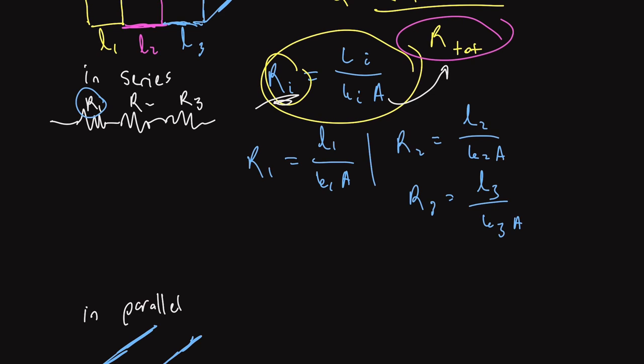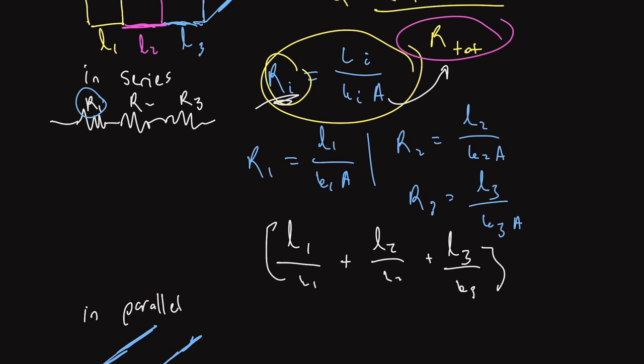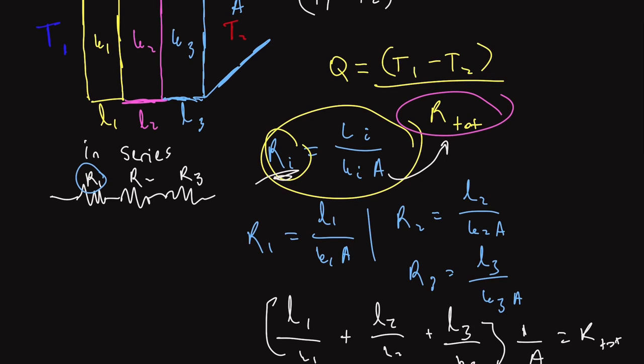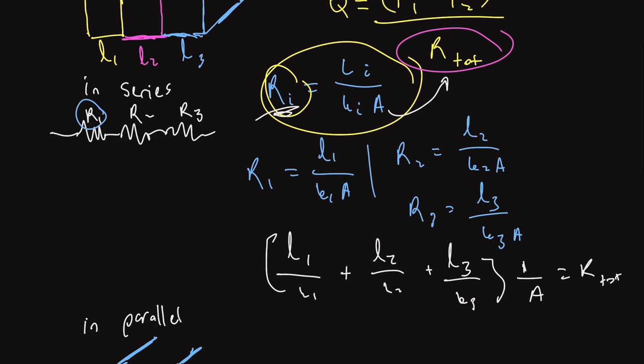And so what we arrive at, we'd have L1 over K1 plus L2 over K2 plus L3 over K3, quantity times 1 over area, is equal to R total for this system. And something I want to make note of here, just in terms of hopefully there's some sanity checks we can have along this way, is to think about this intuitively.